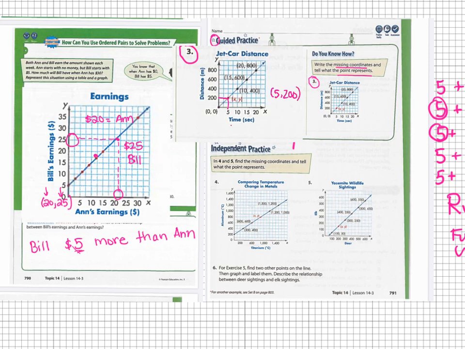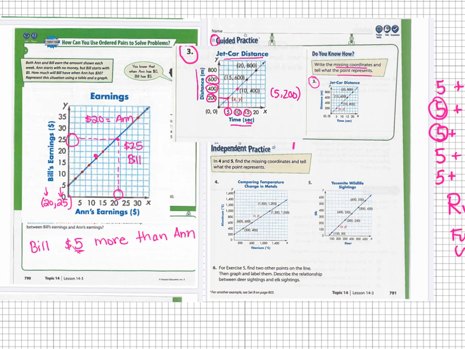The tricky thing is to then look at your chart and say, what is this all about? So this is a jet car, distance, time over distance. So in 5 seconds, this car goes 200 miles per hour. In 10 seconds, up here, it goes 400 miles per hour. In 15 seconds, it goes 600 miles per hour. So this is like you reading the graph.